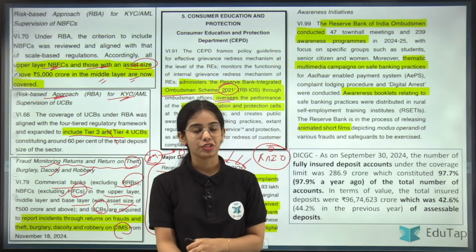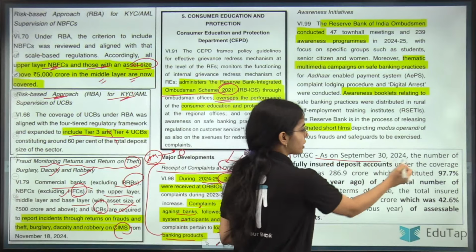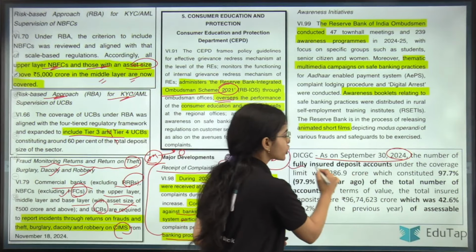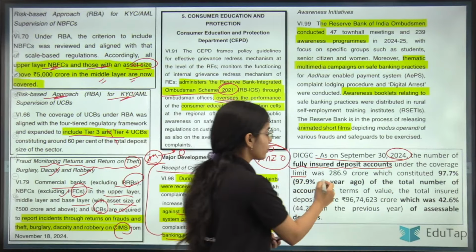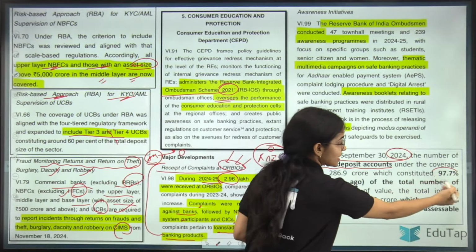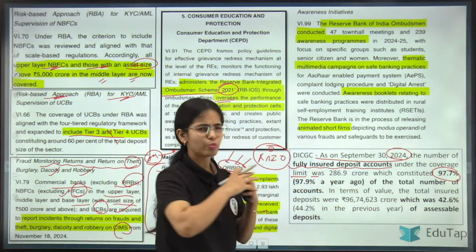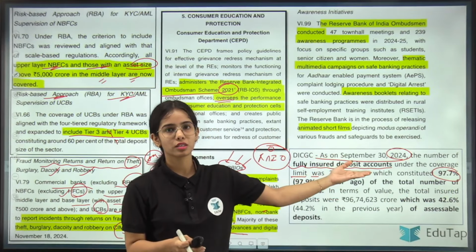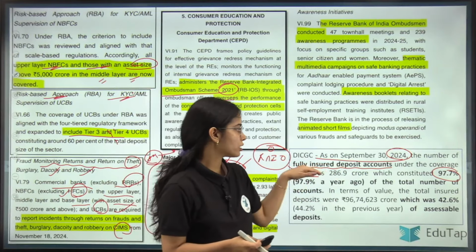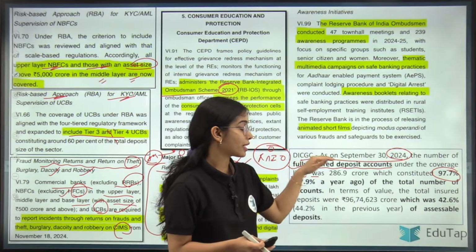Next is the DICGC. As on September 30, 2024, the share of fully insured deposit accounts under the coverage limit of 5 lakh was 97.7%. So most of the accounts are covered fully under the DICGC.